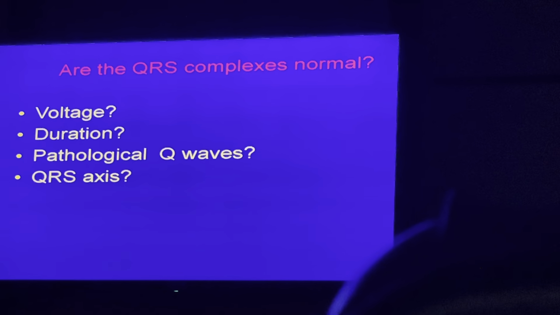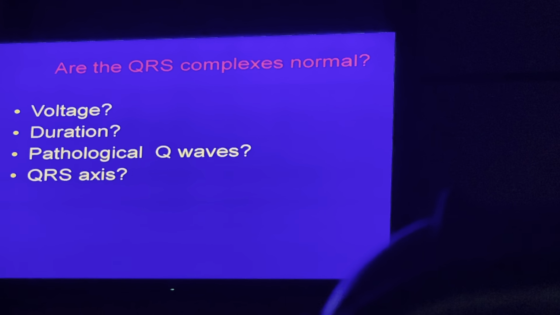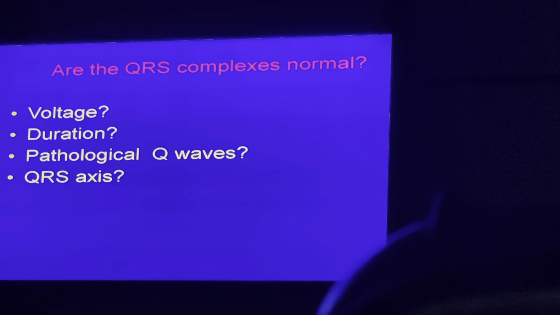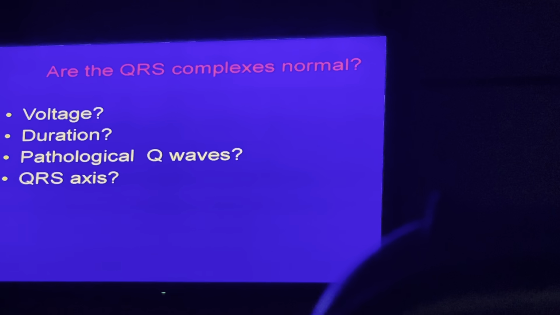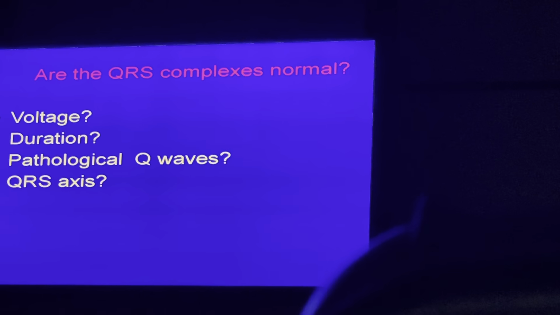Are the QRS complexes normal? So what do we see in the QRS complex? First, voltage, then duration, then important thing in QRS complex is pathological Q waves and QRS axis. We have discussed QRS axis previously.